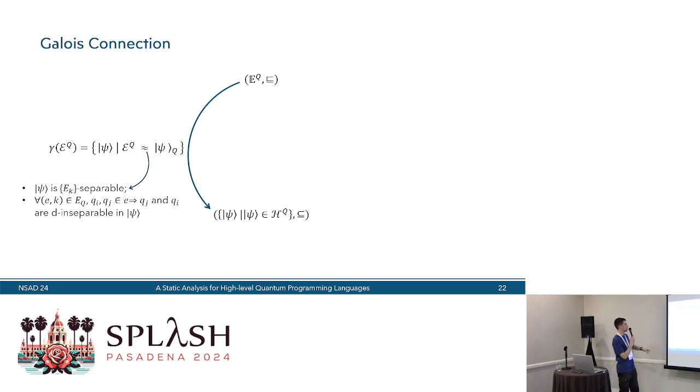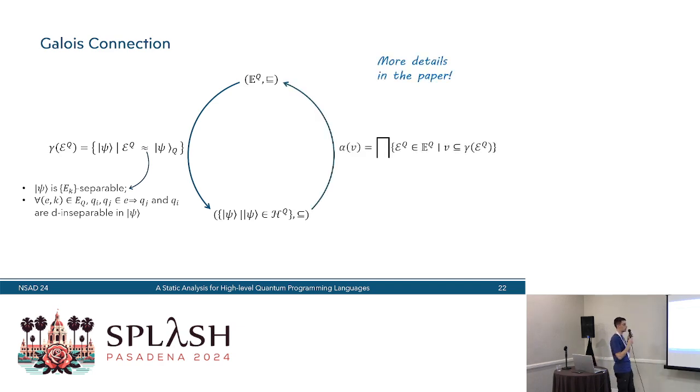And then, since these two relations, the inseparability and separability relations, are actually equivalence relations because they are transitive, symmetric, and reflexive, we know that we can build a Galois connection between these two domains. We have the concretization function, and we can use the concretization function to define the abstraction function. You can find more details in the paper about the construction of these two functions.